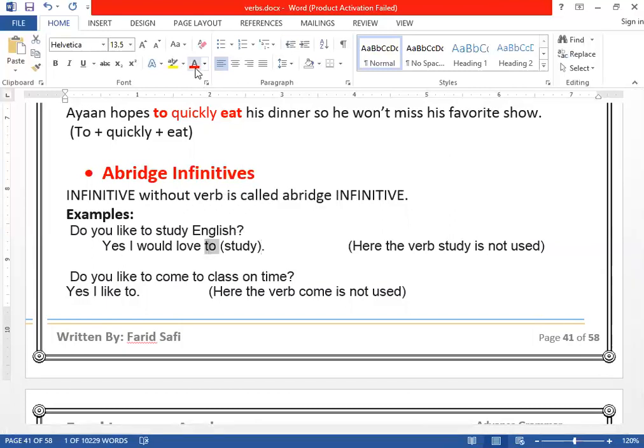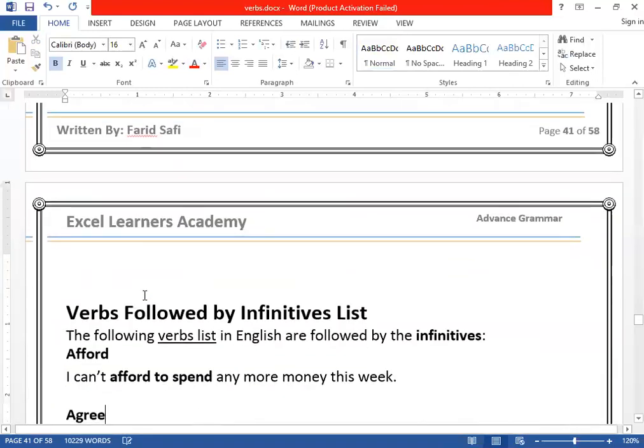Abridged infinitive. Like for example, do you like to come to the class on time? Yes, I like to. Without using the verb. We call it abridged infinitive. These are the verbs if you want to note down with yourselves.